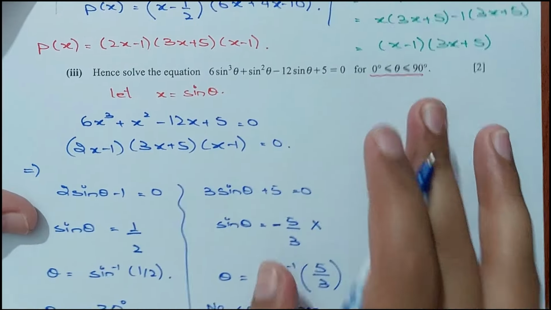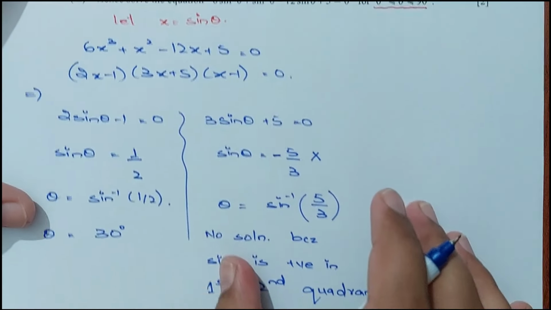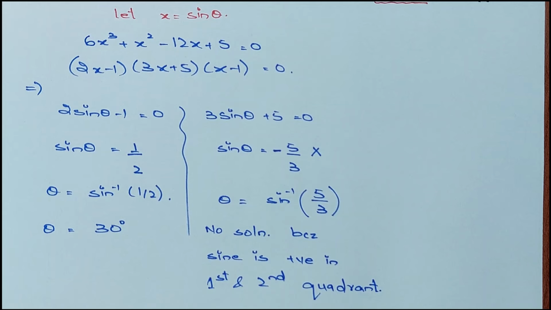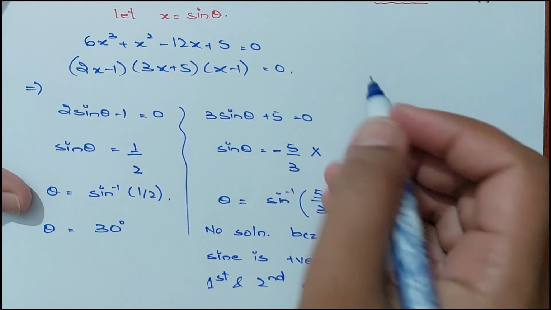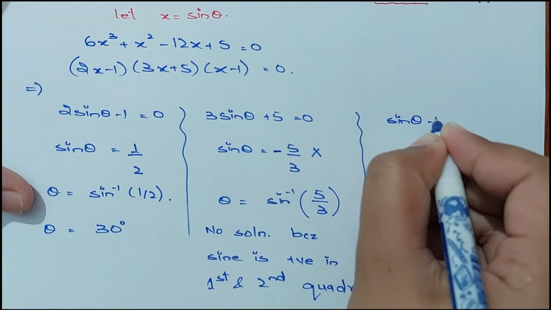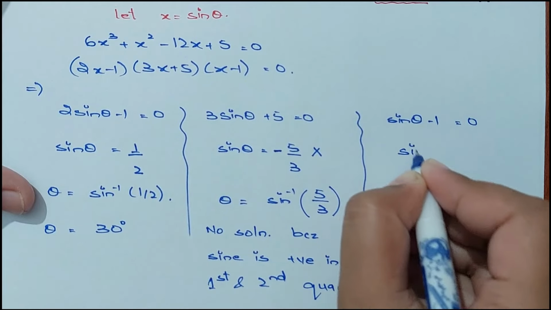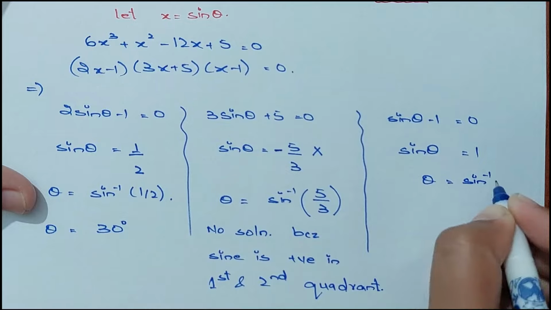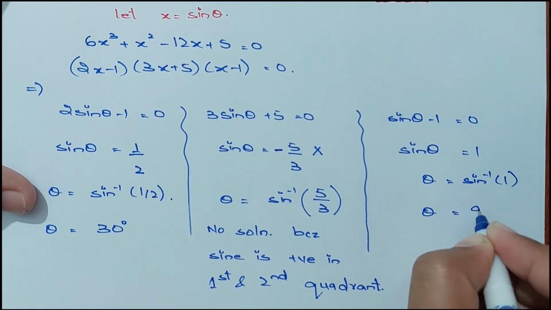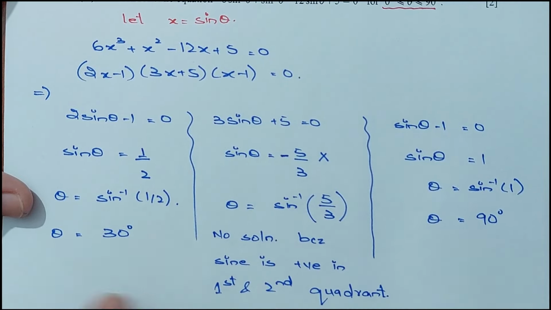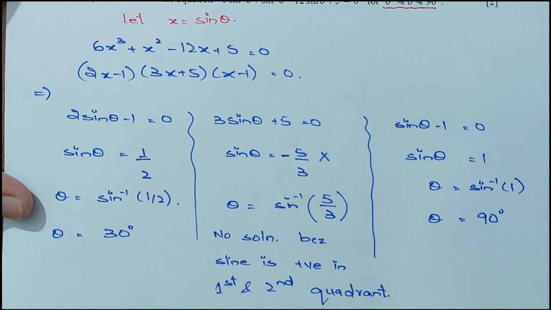Since the domain we have been given is 0 to 90, just the first quadrant, we will get the solution there. This is negative, so the answer would be in the third and fourth quadrants, which are not in the range of the question. The next is sine theta minus 1 equals 0. So sine theta equals 1, and theta is sine inverse of 1, which is 90 degrees. We can use 90 because we have equality here. So from 0 to 90, the two answers are 30 degrees and 90 degrees.